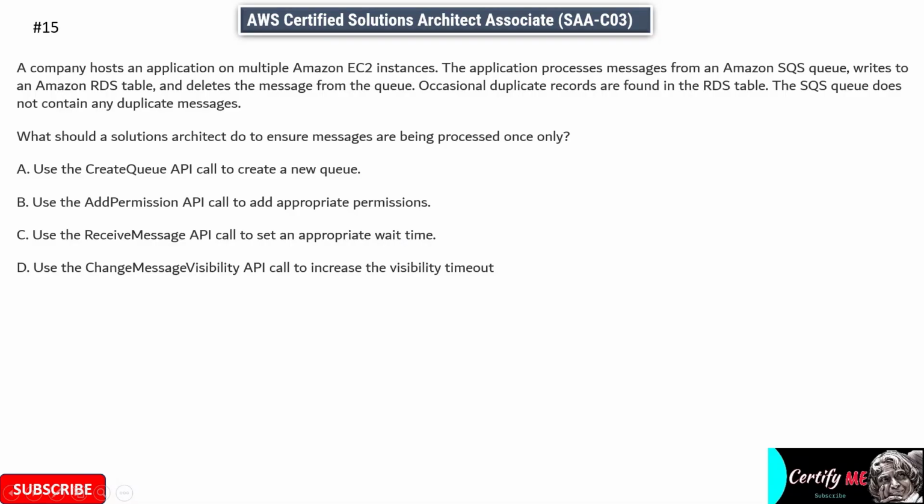Occasional duplicate records are found in the RDS table. The SQS queue does not contain any duplicate messages. What should a solutions architect do to ensure messages are being processed once only?